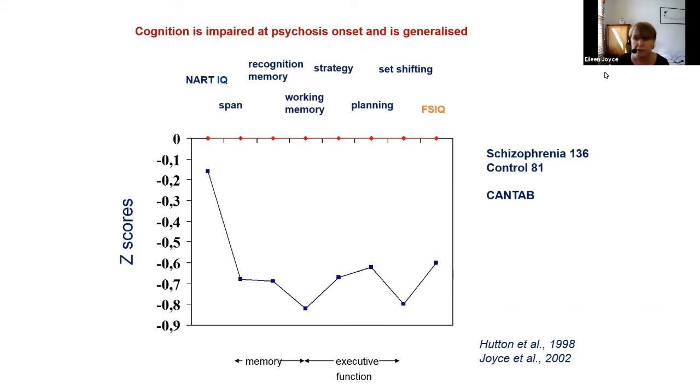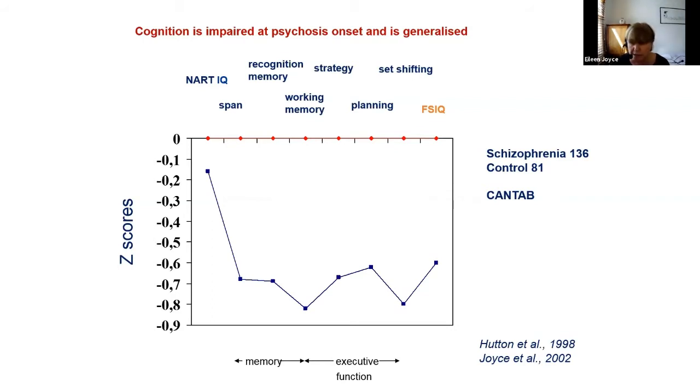So this is a study taken from our first episode study, which Isabel was involved in, which actually shows the same thing, that cognition is impaired at psychosis onset. The previous studies have looked at established schizophrenia, and this is first episode psychosis.